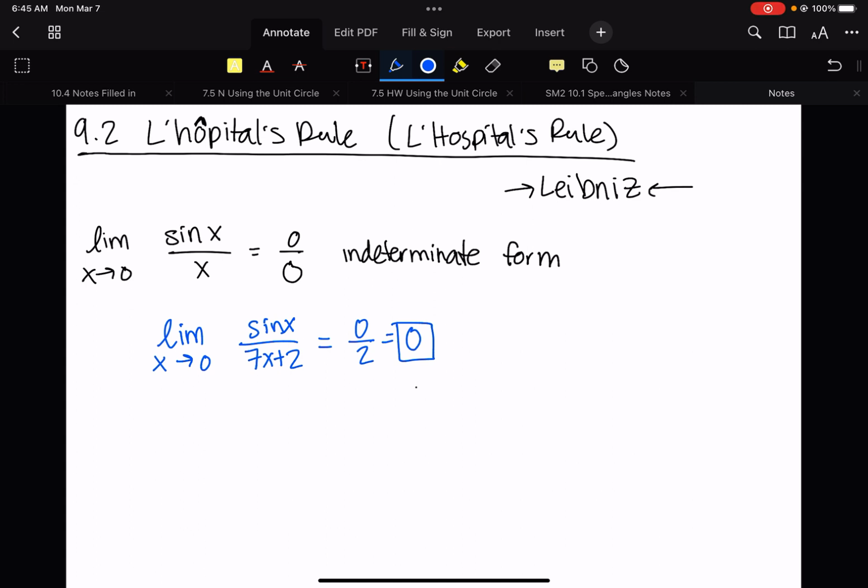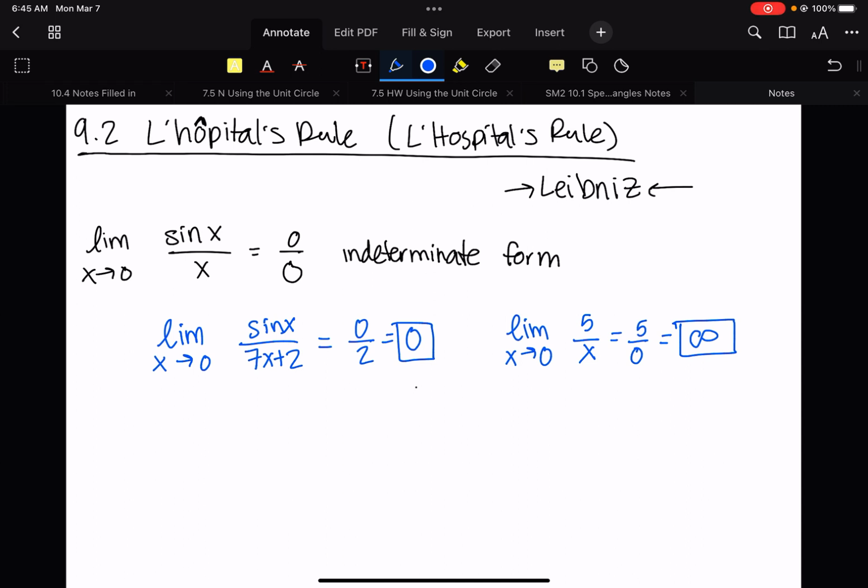Let's look at another one. Let's say I take the limit as x approaches 0 of 5 over x. I'm going to do direct substitution. I basically get 5 over 0. If the bottom is getting infinitely small, it means the whole fraction is getting infinitely big. So that limit goes to infinity. This is what I mean by indeterminate.